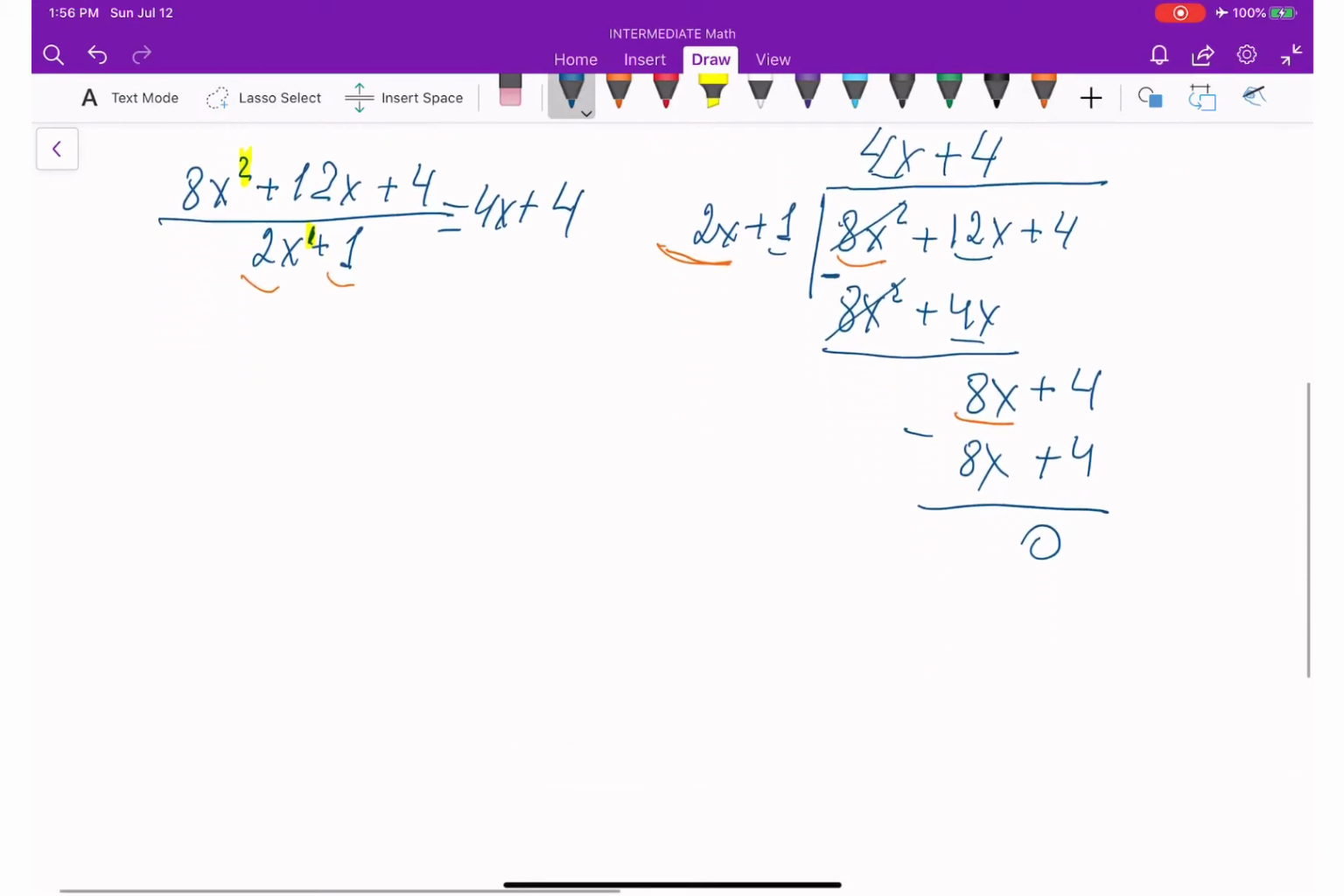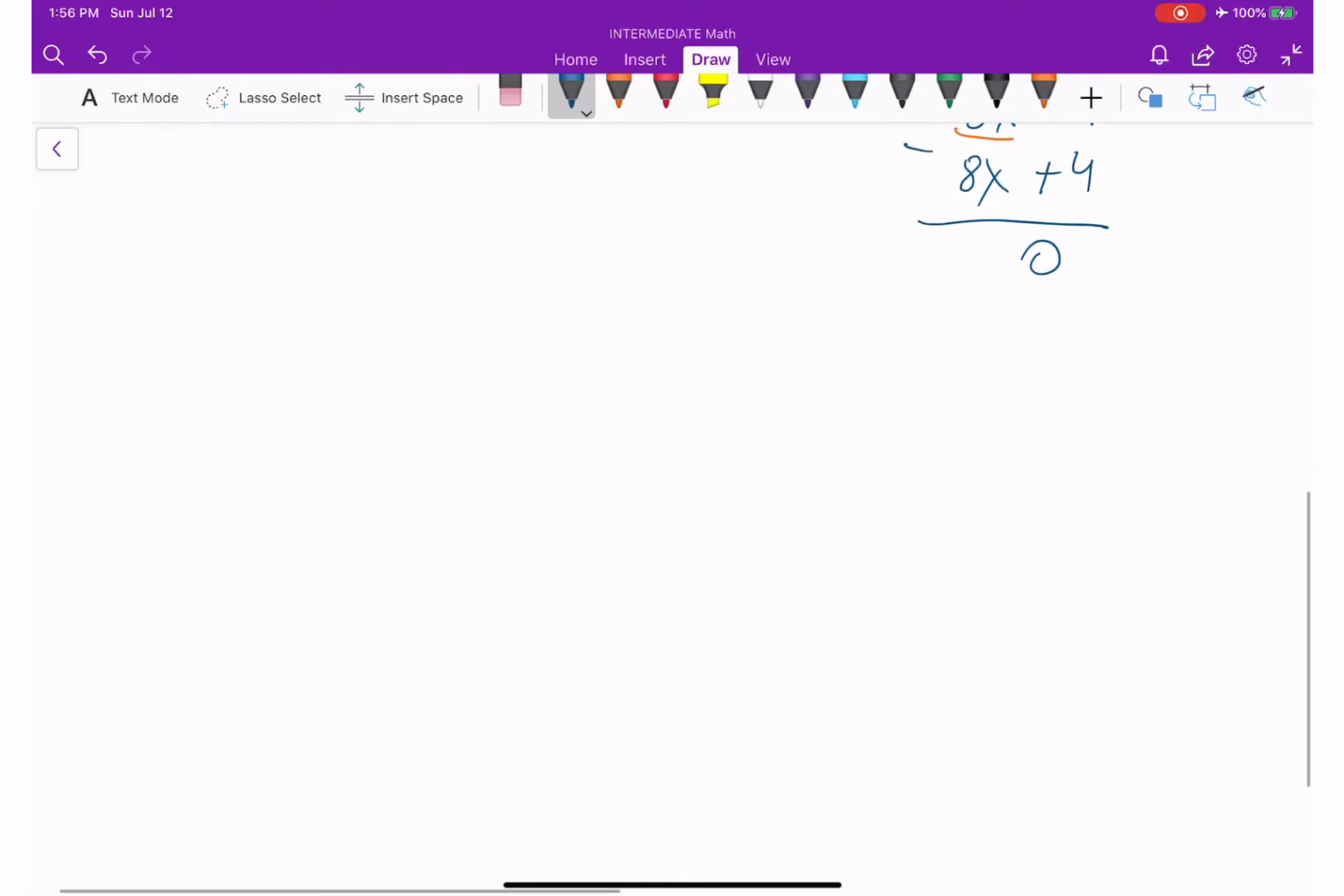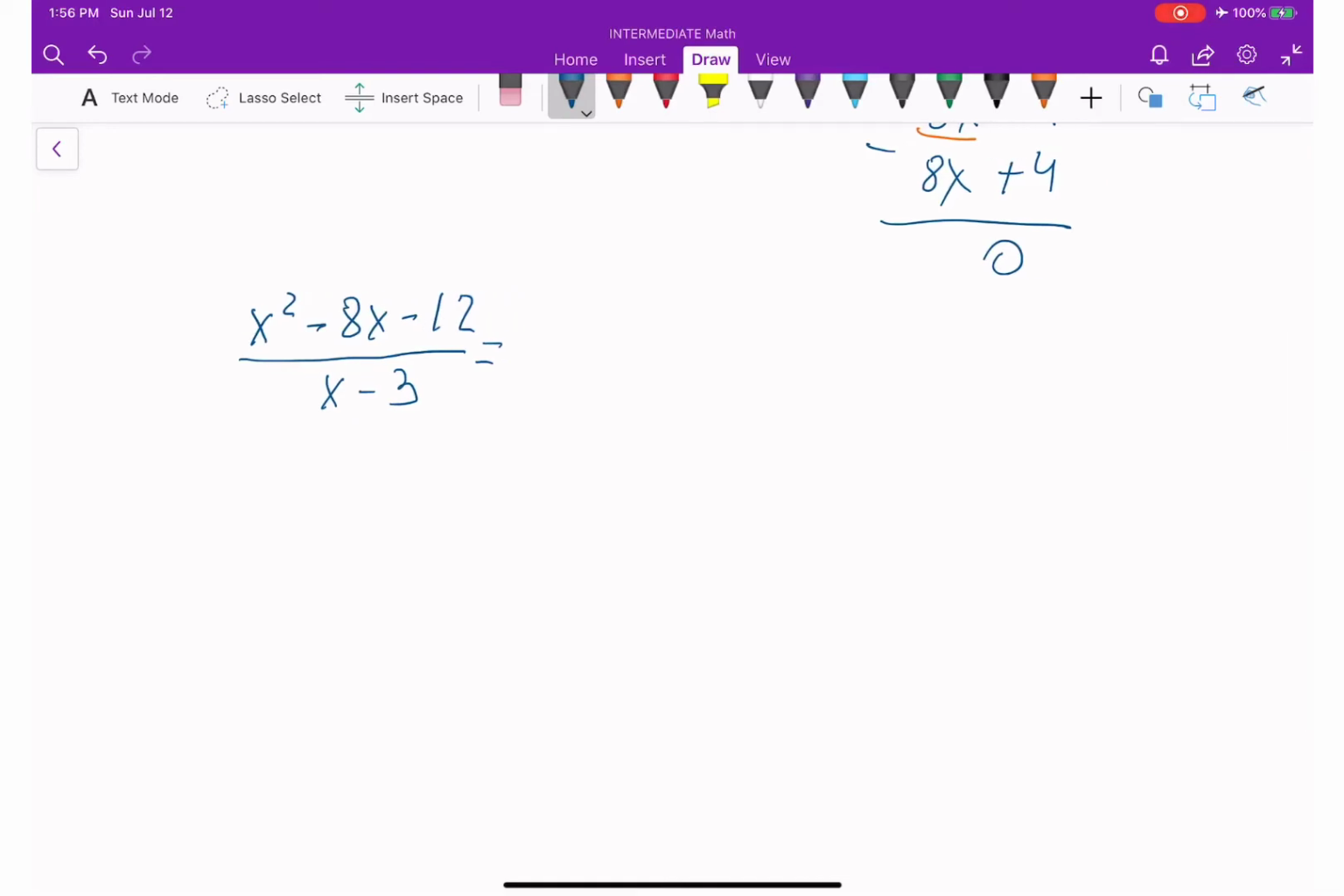Next one. Let's divide the next one. X squared minus 8x minus 12 divided by x minus 3. All right. X squared minus 8x minus 12, and we divide by x minus 3.